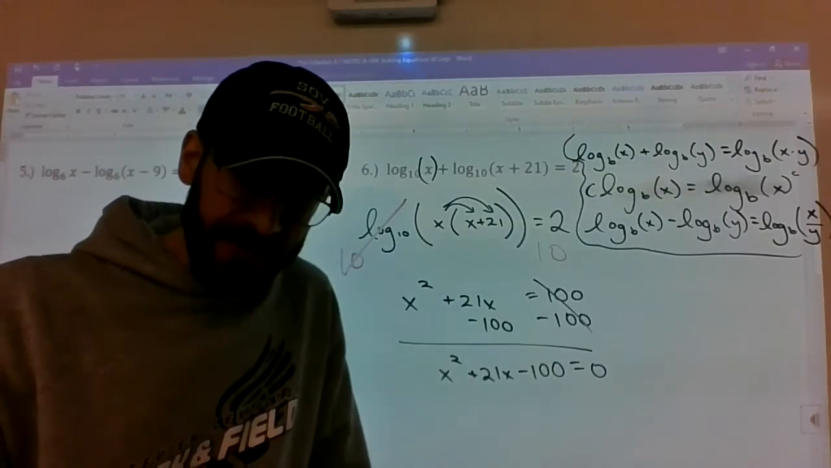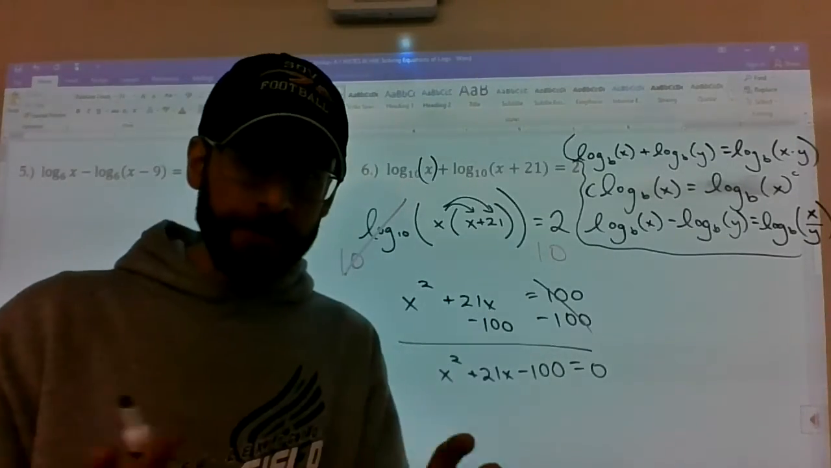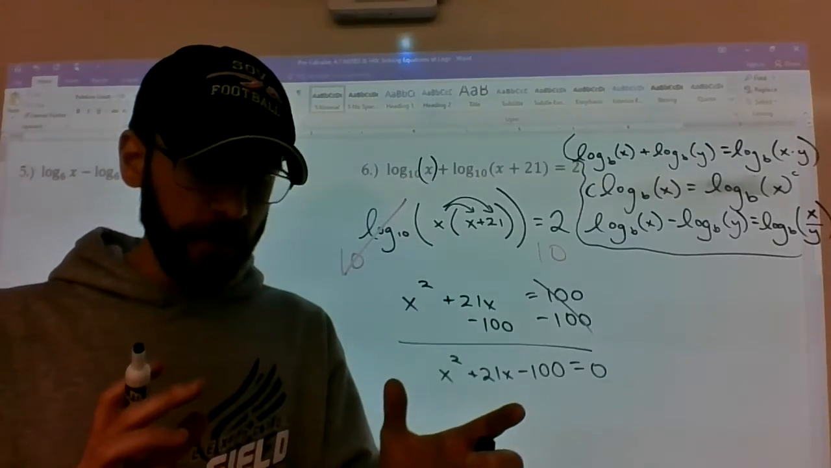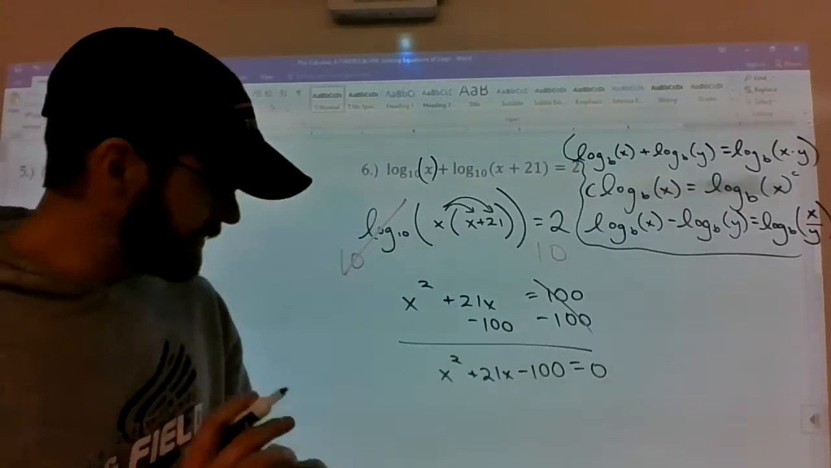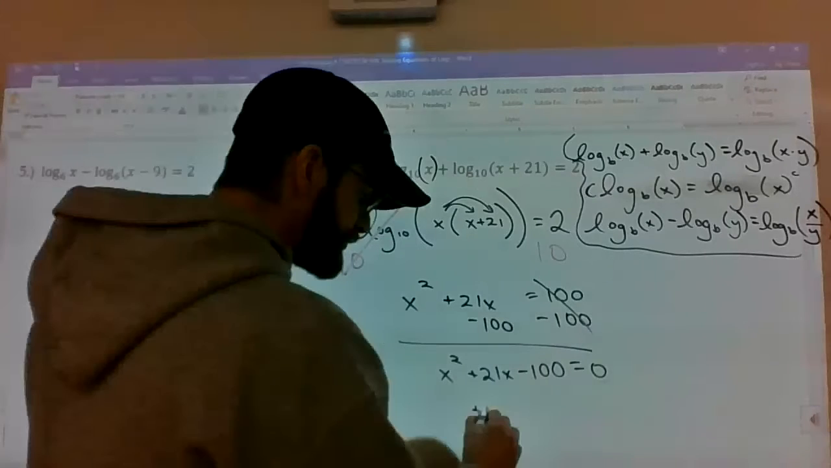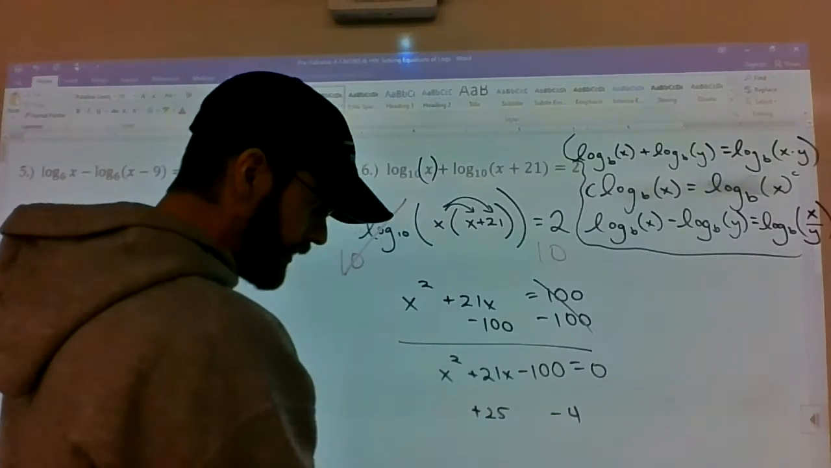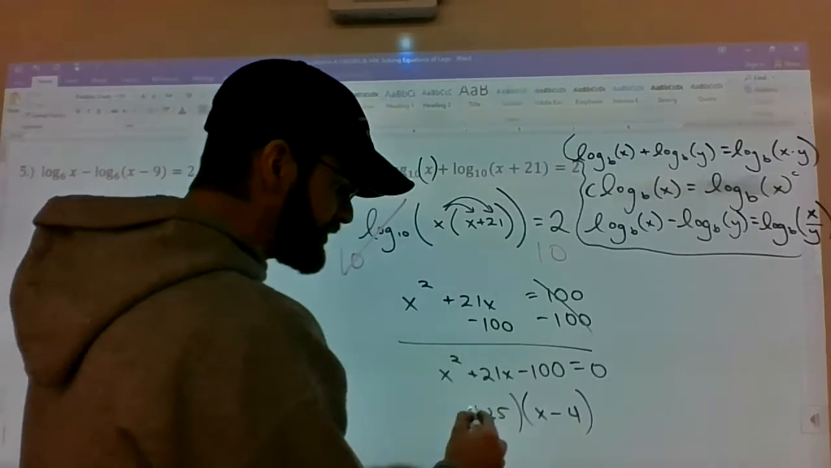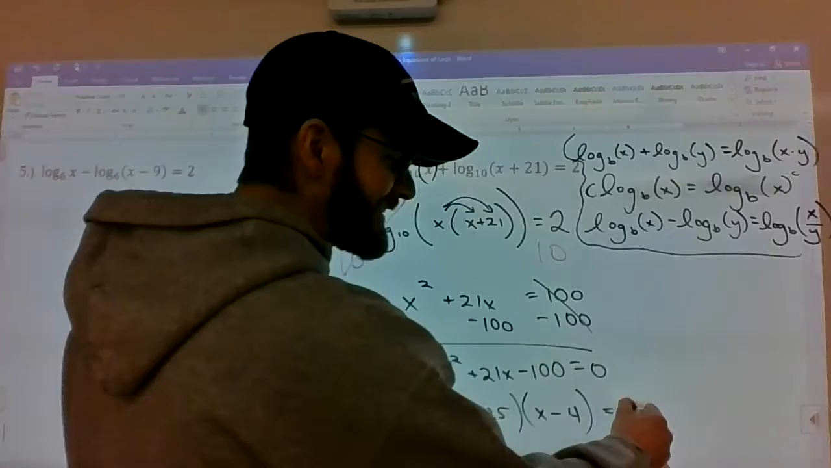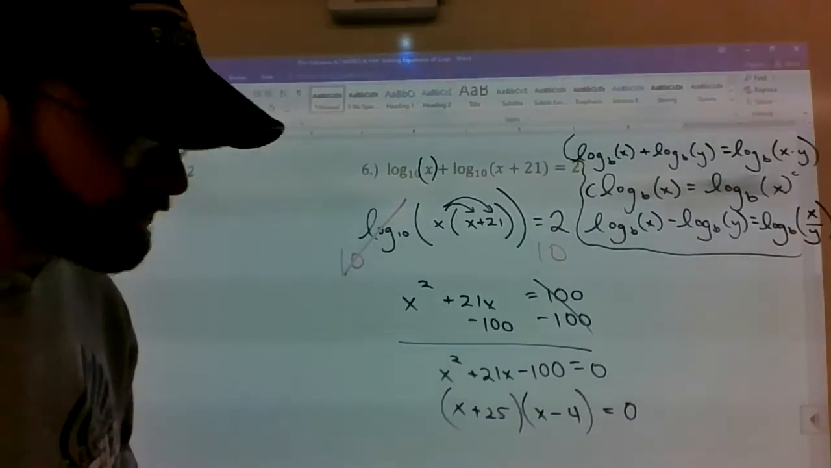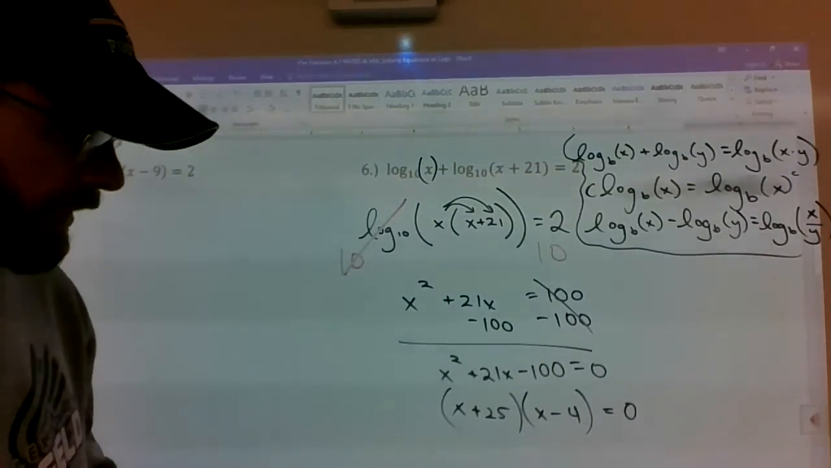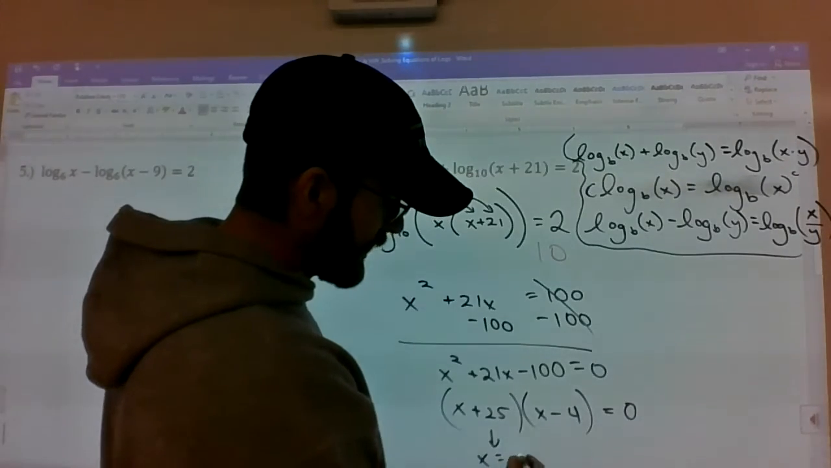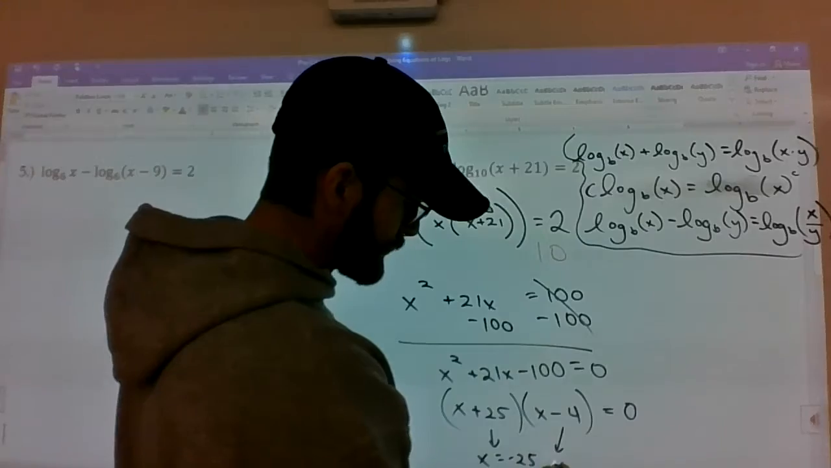Just looking at this, 25 times 4 pops out at me, right? Because what's the difference between 25 and 4? 21. So if you had a positive 25 minus 4, that gives you 21 and multiplies to give you 100. So these two factors actually work out nicely to get that polynomial factored down. You can check me on my work there, but I'm pretty sure I'm right there. So x equals negative 25, right here, x equals 4.